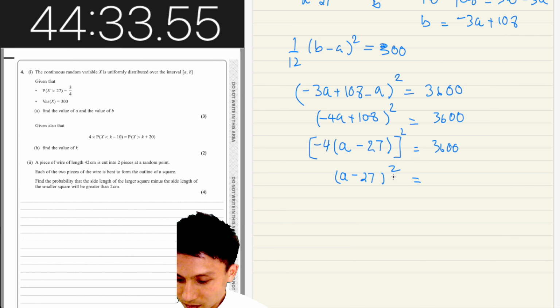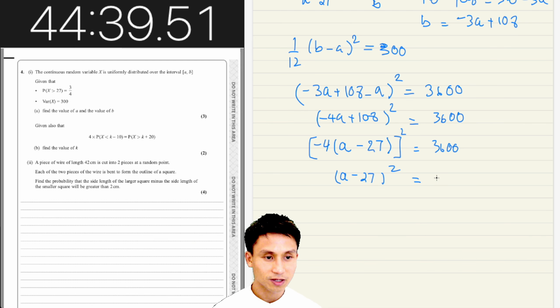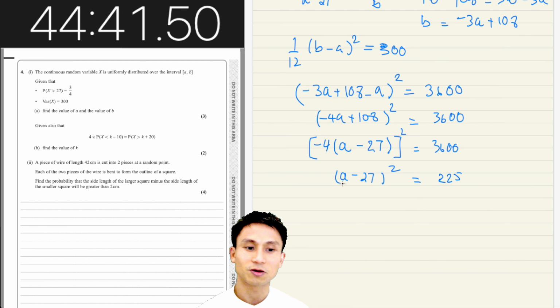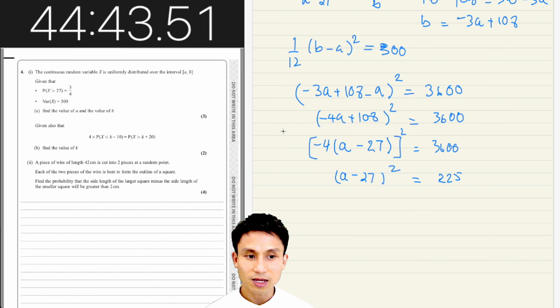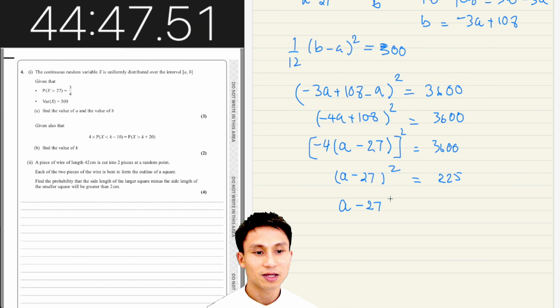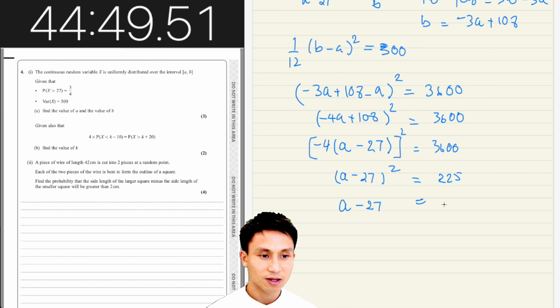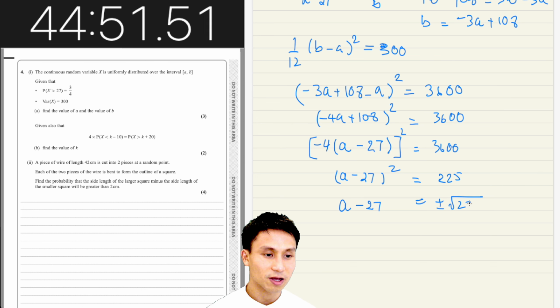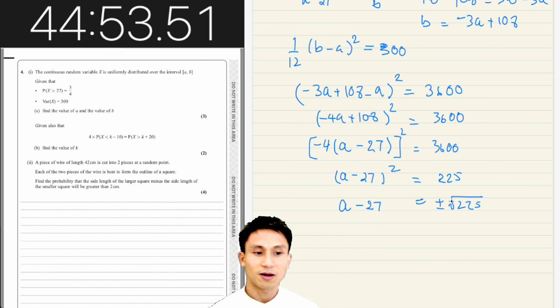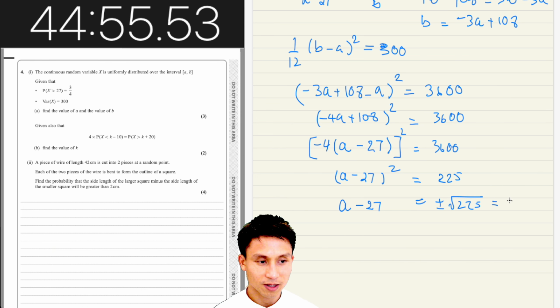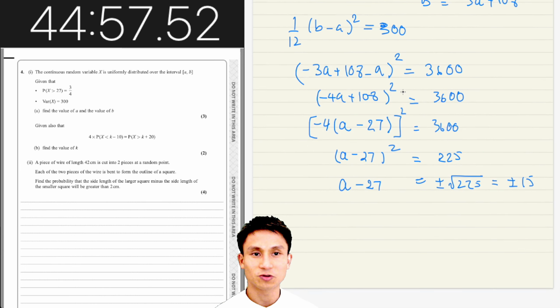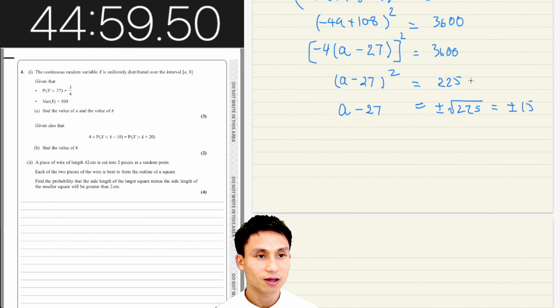So I'm gonna do 3600 divided by 16. Okay, so I get 225 here, just to cut out a lot of numbers. And here, we can solve that using complete square. If we square root both sides, we're gonna get plus or minus square root 225, which is plus or minus 15. Square root 225 is 15, yeah?